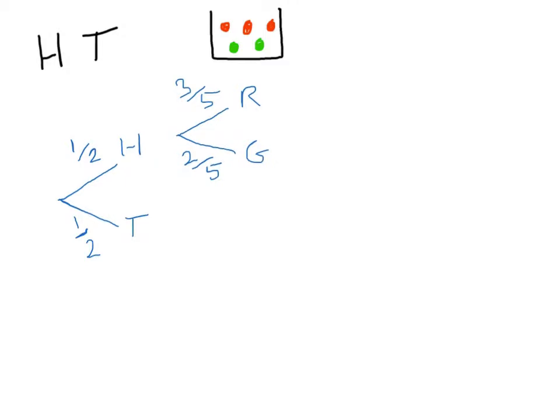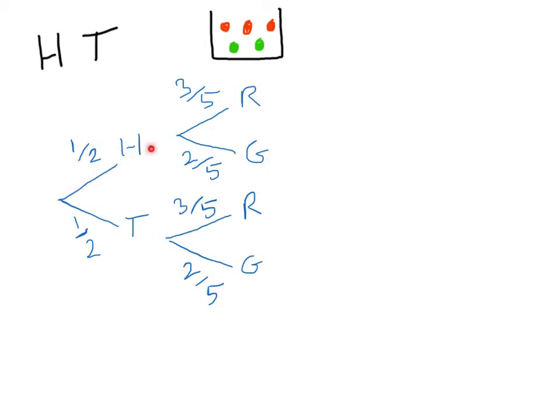Going back down to if we got a tail, we then have some more branches. So we still had the options of getting a red or a green, and the probability of getting a red was 3/5, and for green 2/5.